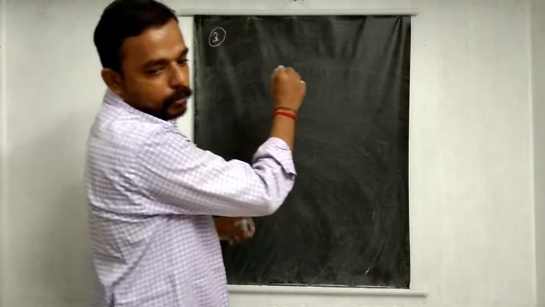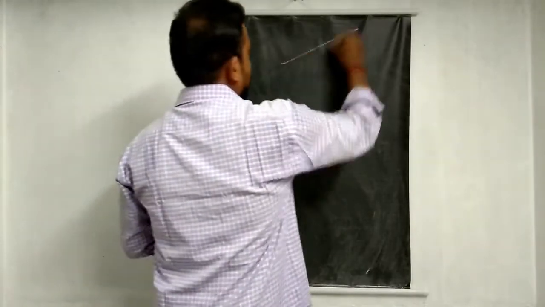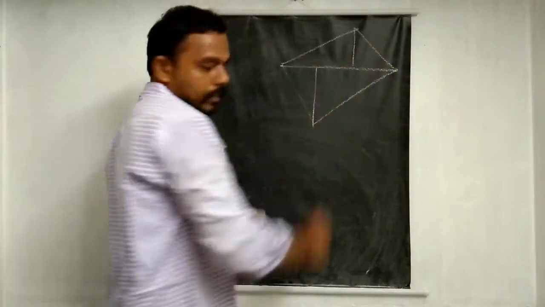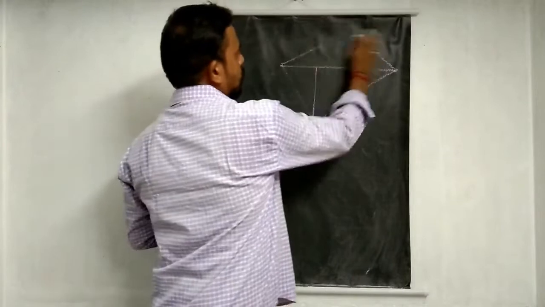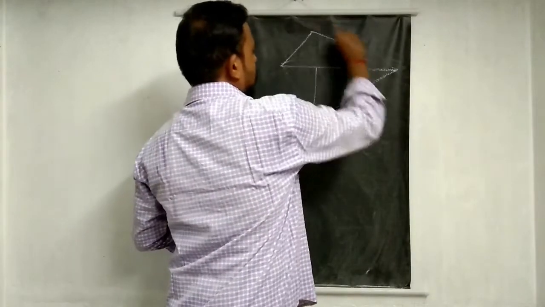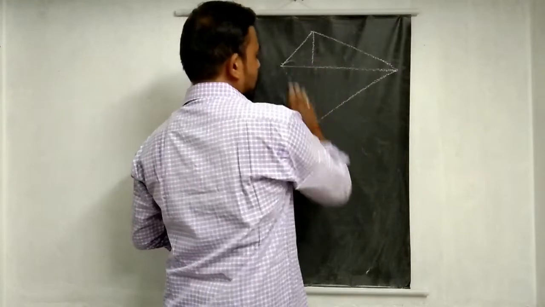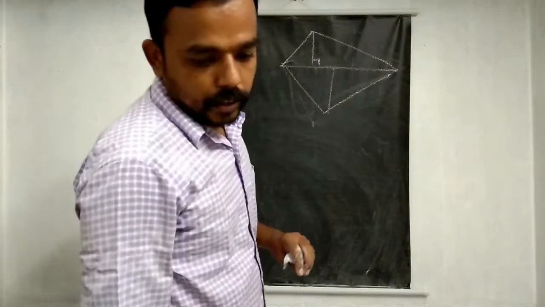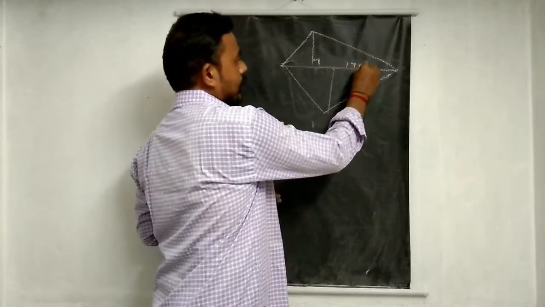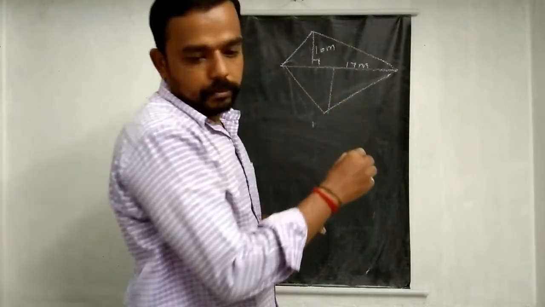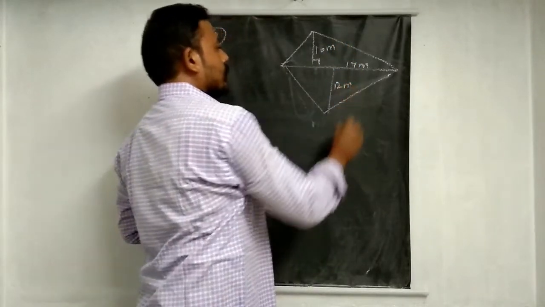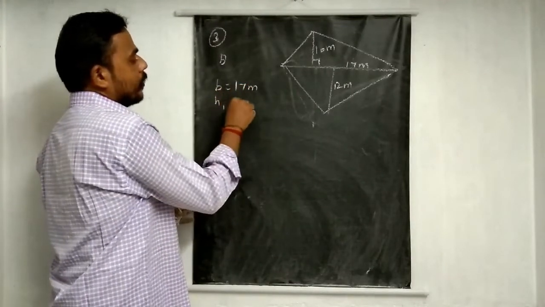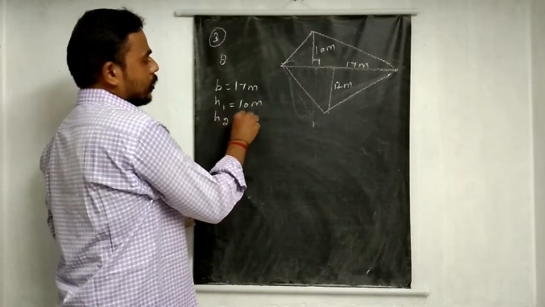Next, second one, B. Meter, here 17 meter, 10 meter, this guy 12 meter. So the same way base equal to 17 meter, and H1 equal to 10 meter, and H2 equal to 12 meter.